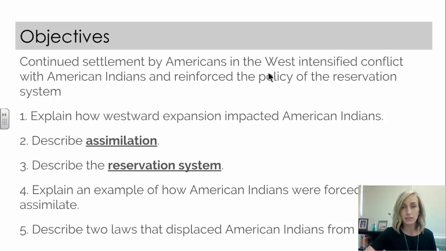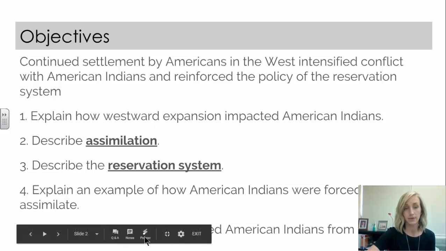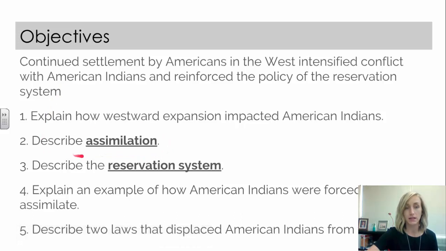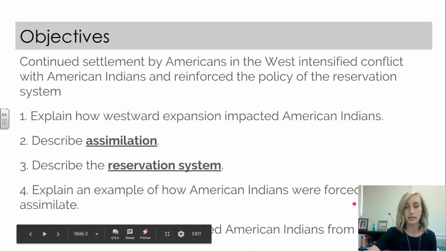So continued settlement of Americans in the West made for some conflict with American Indians and reinforced the policy of the reservation system. So here's what you need to know. You've got to explain how westward expansion impacted American Indians. And then you have to be able to describe this term here, assimilation. Also be able to describe the reservation system, so some vocab terms here, and then explain an example of how American Indians were forced to assimilate.